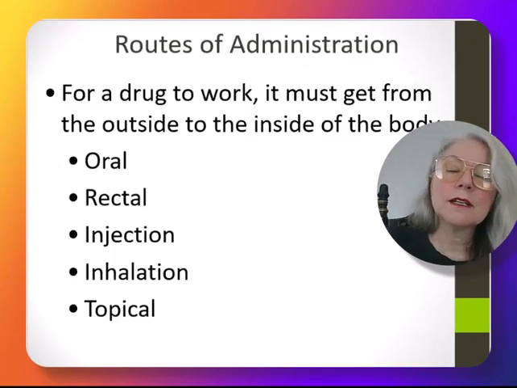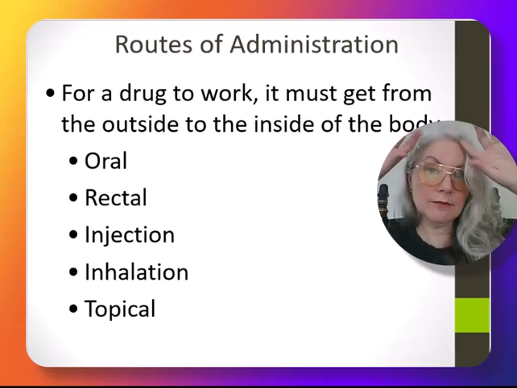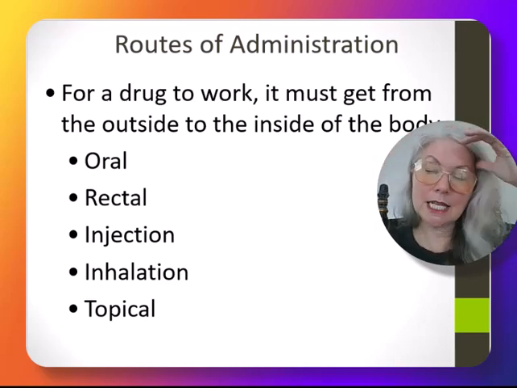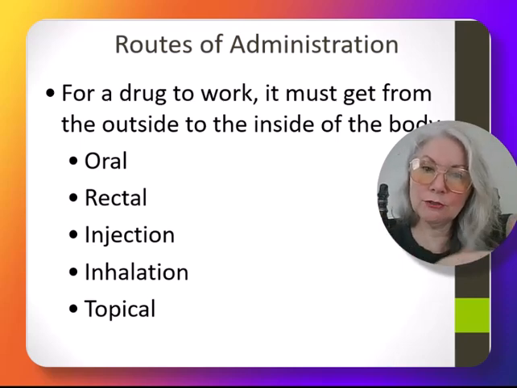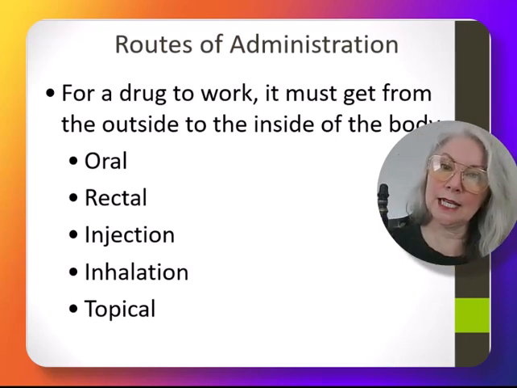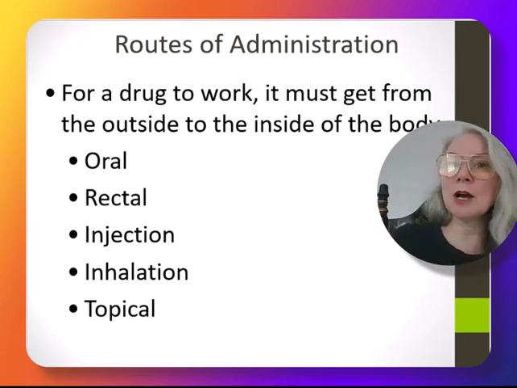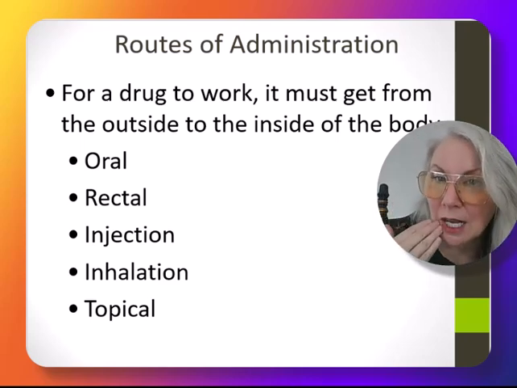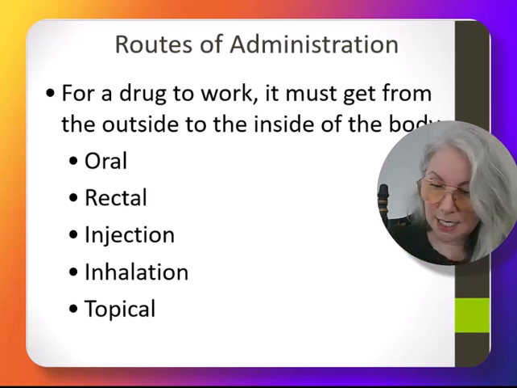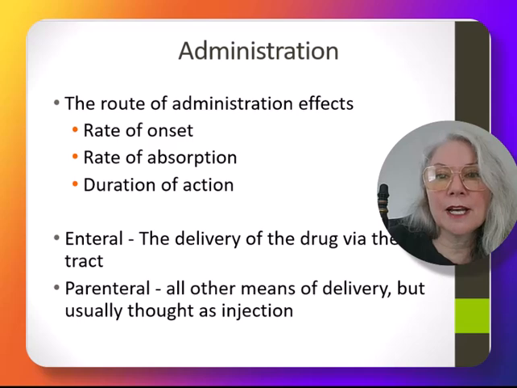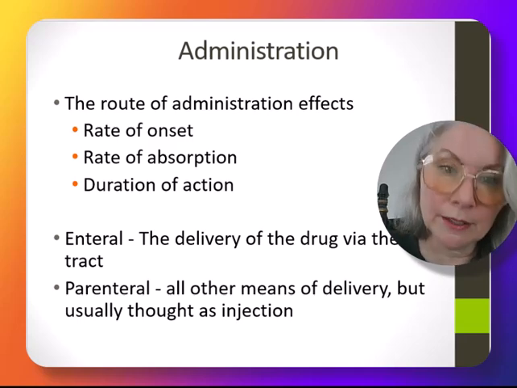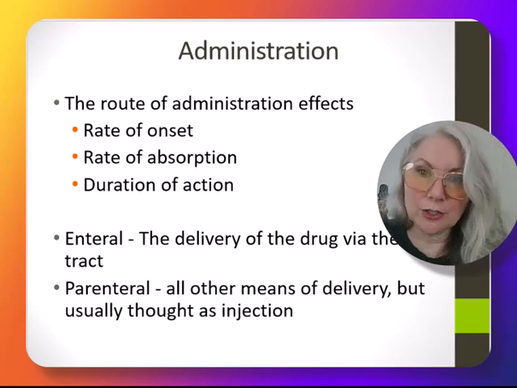So routes. For a drug to work, it has to come from the outside and get inside us somehow. Lots of ways. Go through our mouth, go through our butt. We can inject it through into a blood vessel. We can inhale it into our lungs. We can do it topically through our skin, under our tongue. So the route of administration affects the rate of onset, the rate of absorption, and the duration of action.